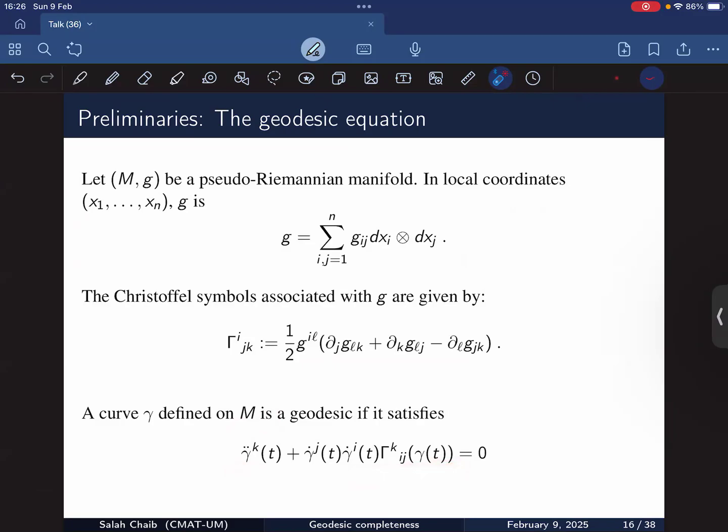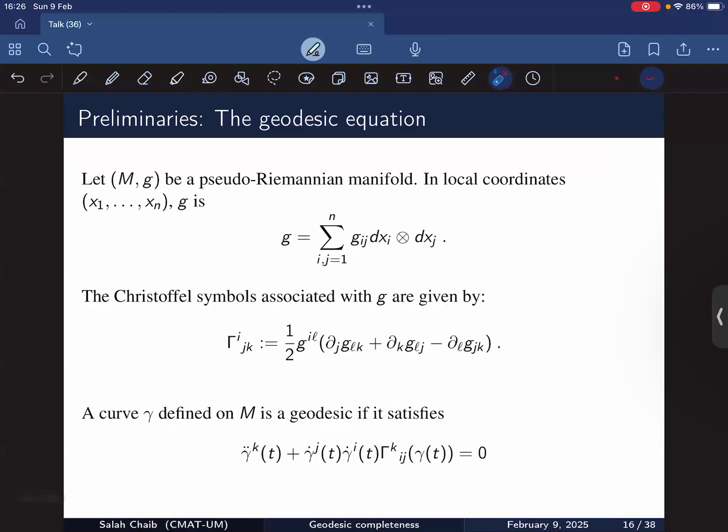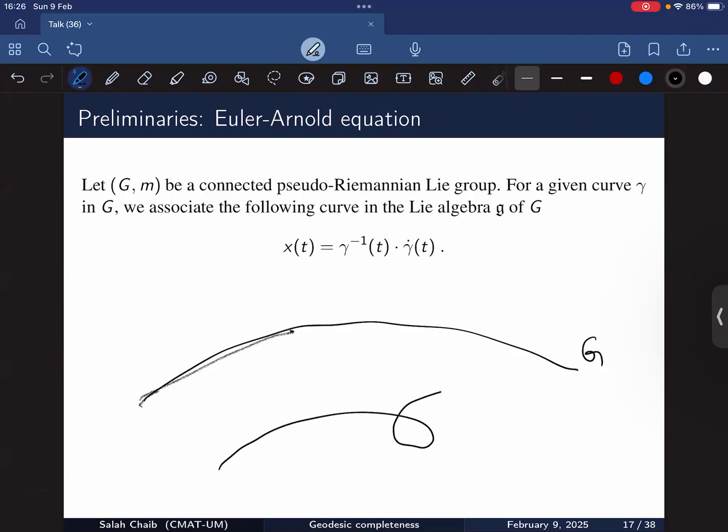This is in general. Now, for Lie groups with left-invariant metrics, we can do better. What we do is what's called the Euler-Arnold formalism. We have our Lie group G, and we have some curve gamma on G. We have the identity element, and the Lie algebra is the tangent space here. So what we do, at each time t, is translate the gamma dot of t to the identity element.